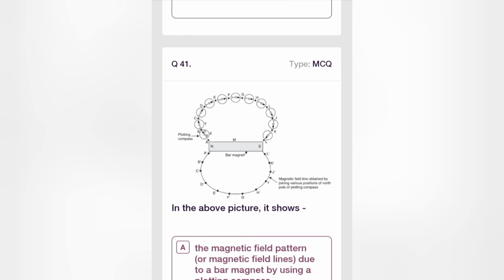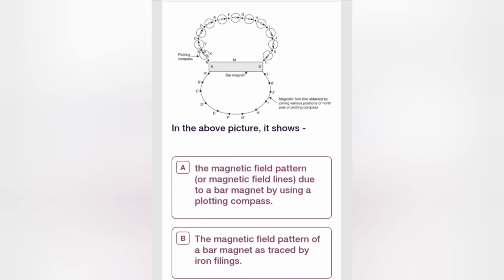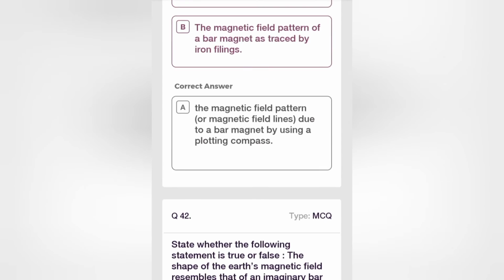In the above picture, what does it show? We find that we plot by using a compass needle from north to south. So this is traced by a plotting compass. That's option A: the magnetic field pattern due to the bar magnet by using a plotting compass. Option A is the correct answer.